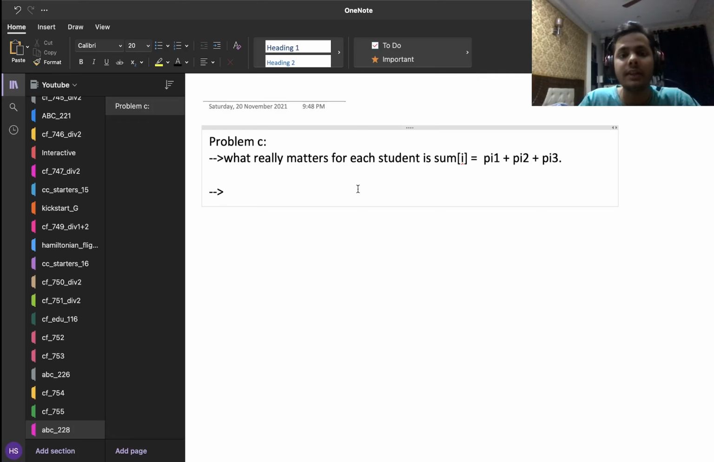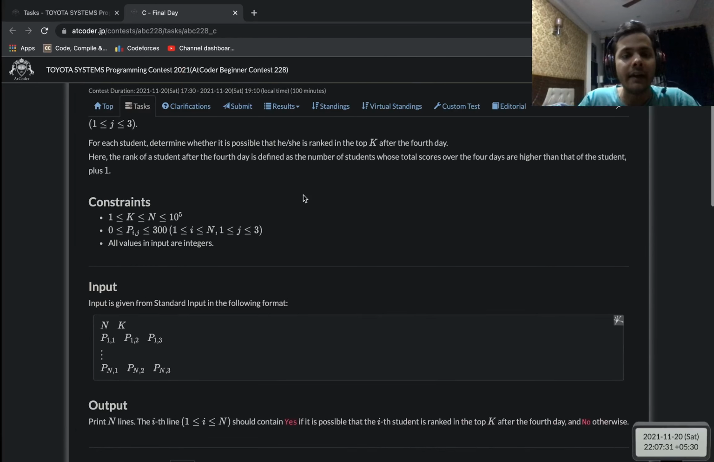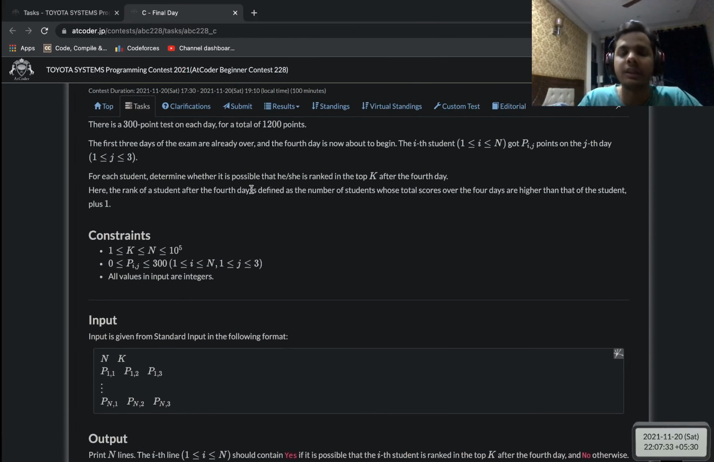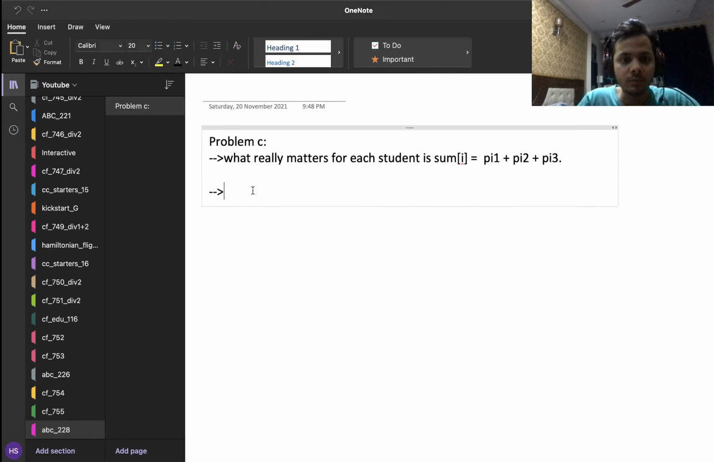Now the second thing which I'm going to do is make a greedy strategy here, and that is because I want to consider the best case. The problem asks us to determine for each student whether it is possible or not that he or she ranked in the top k after the 4th day. So we need to consider the best case scenario.